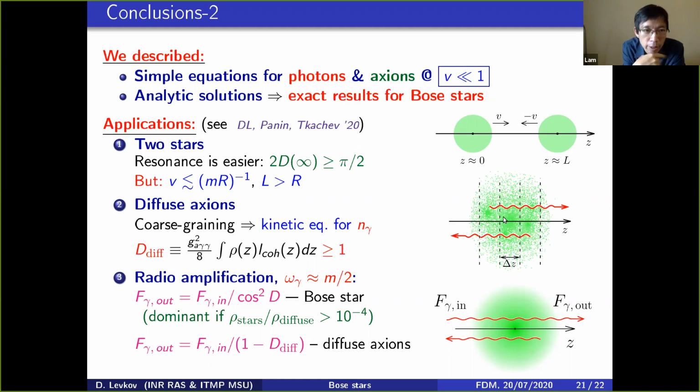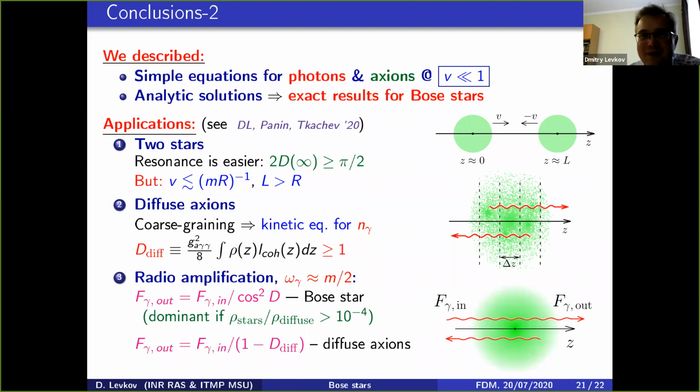And your last point on the same slide, on radio amplification, I assume what you have in mind is basically a photon from elsewhere just going through the star and getting amplified. Yeah, not just the photon, but suppose you have a radio source, and you expect a narrow peak at frequency equal to mass over 2. So that's what I'm considering, the height of this peak in Bose stars versus diffuse axions. And Bose stars are actually better.